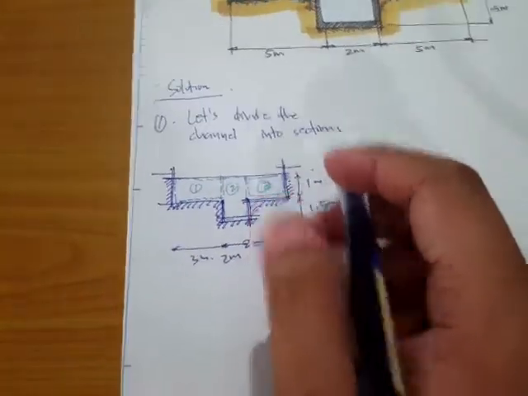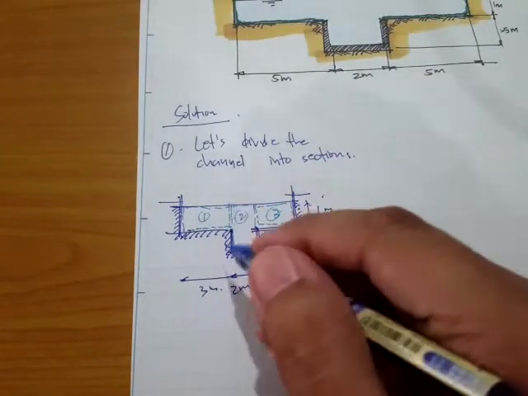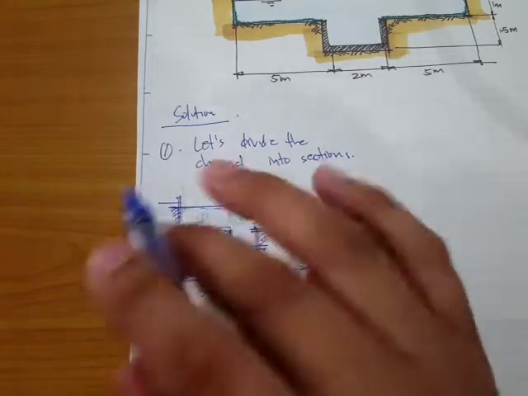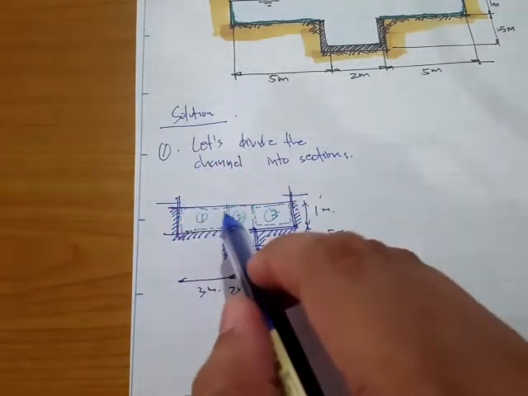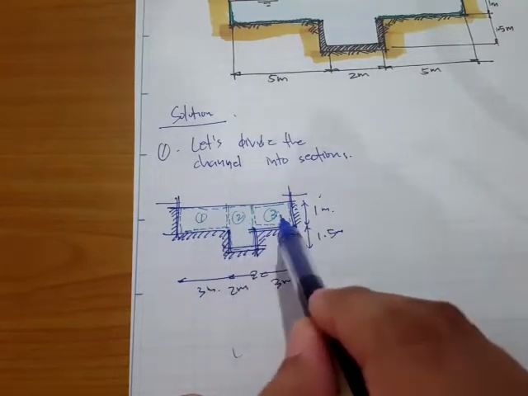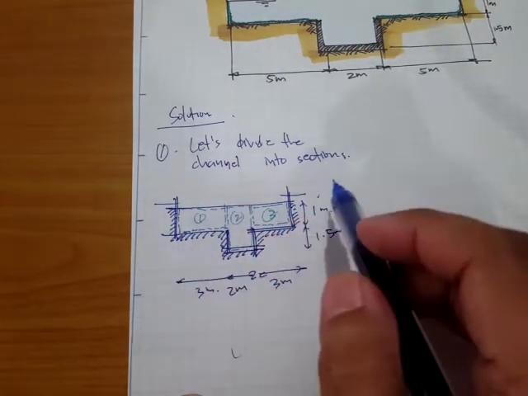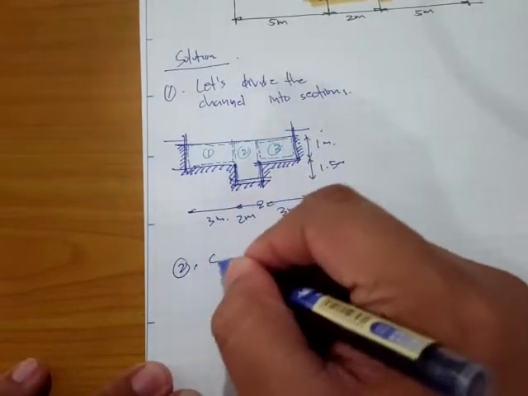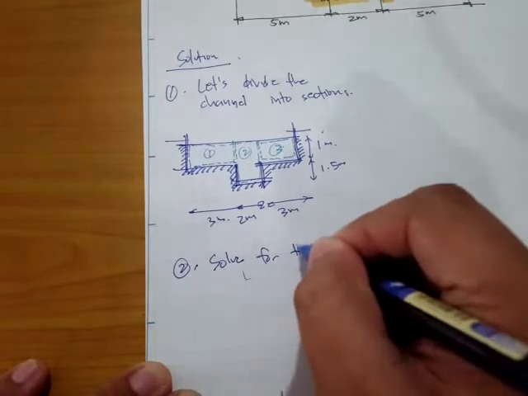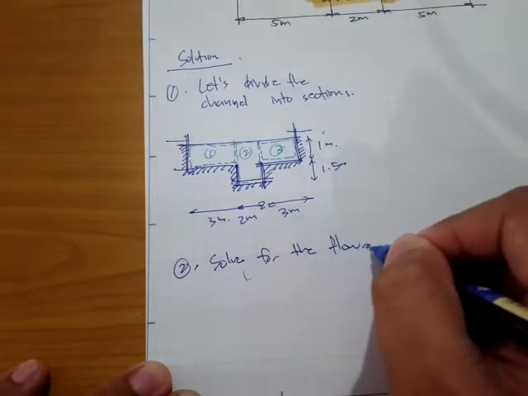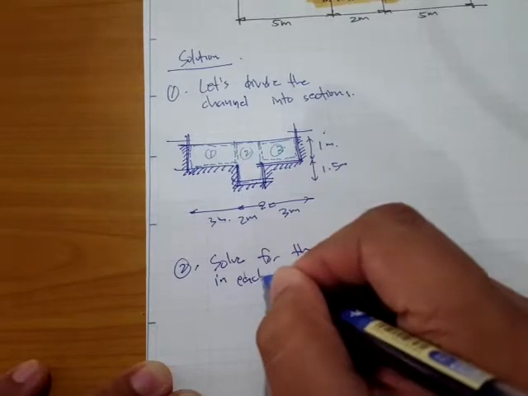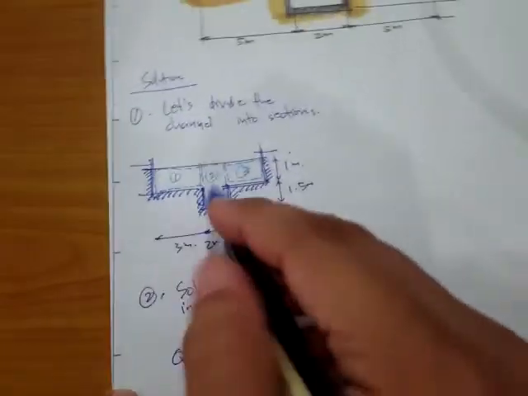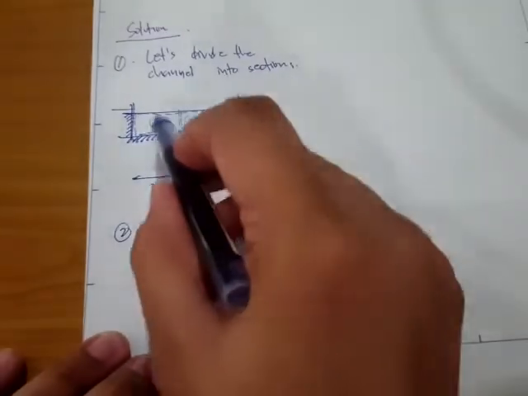Okay, so if here's our division, then we just apply the flow rate equation, the Manning's equation, for each section. And if we sum up the flow rates, let's say Q sub 1, Q sub 2, and Q sub 3, then that's going to be our total flow rate. So let's write here: solve for the flow rate in each section. Q sub 1 is the flow rate in this section.